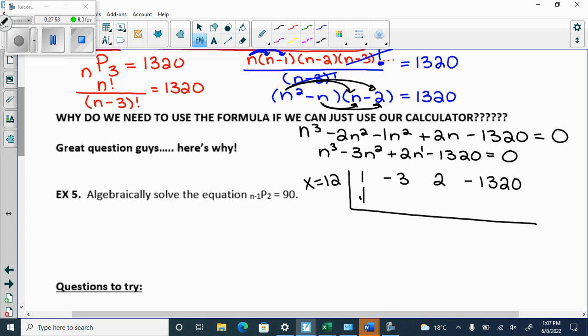We're going to drop the 1. 12 times 1 is 12. Add it. 9. 12 times 9 is 108, isn't it? Yeah, that's right. And this is 110. 12 times 110, I'm praying, is 1320. I hope so. No, that's right, 1320. And then this is a 0. And now what does this become?